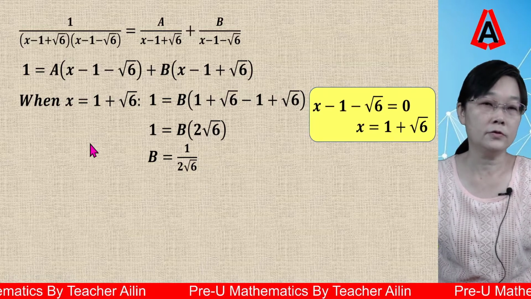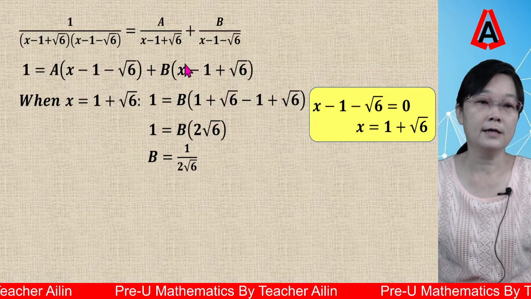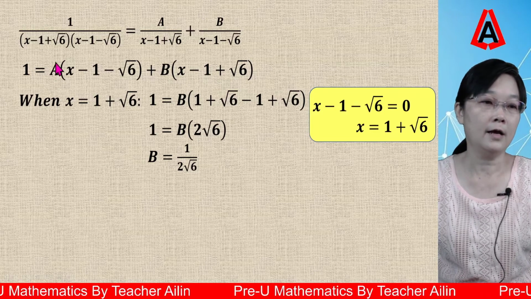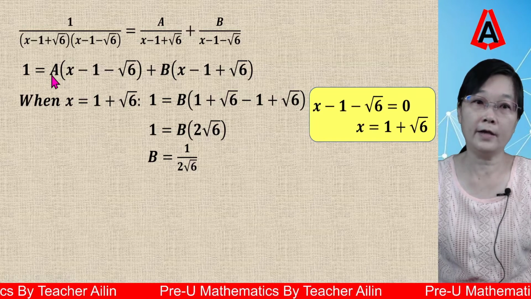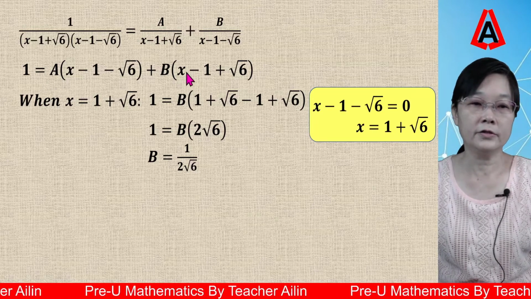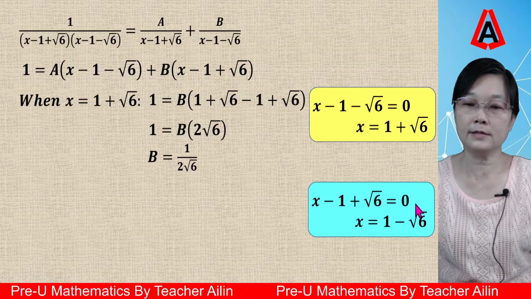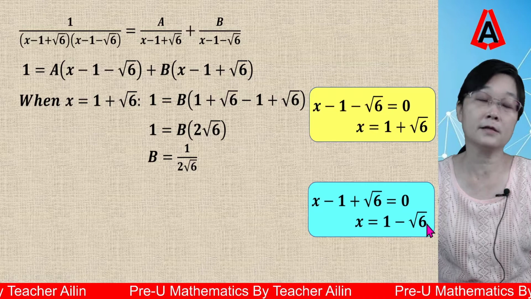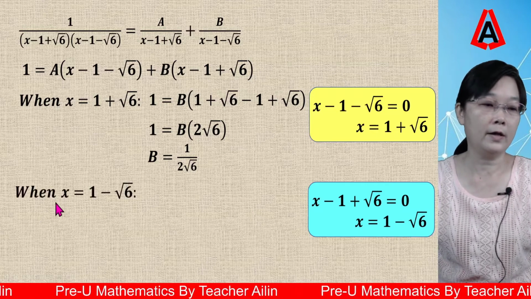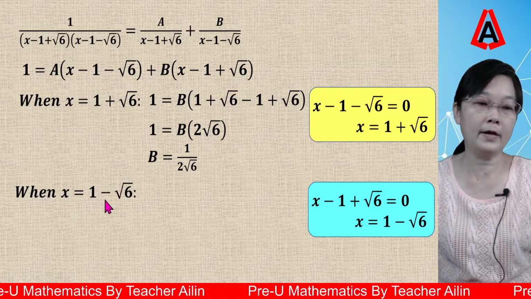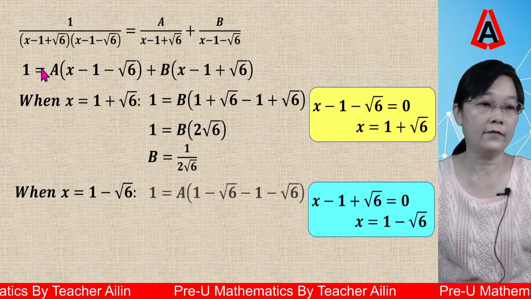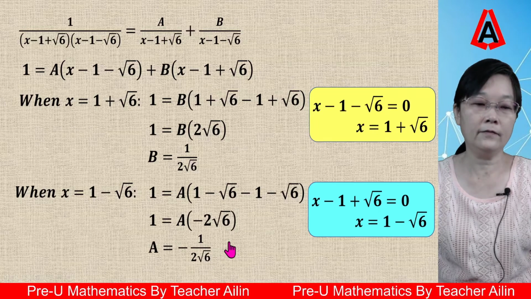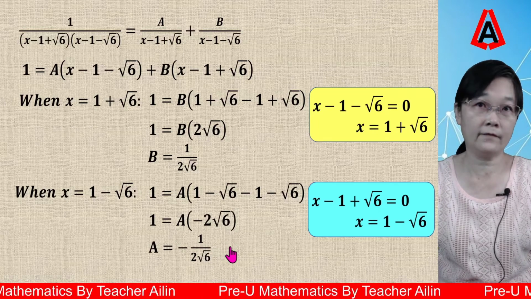Now I'm going to choose another value of x such that this factor is equal to 0, and I'm going to find the value of a. In order to change this factor to 0, the suitable value of x is 1 minus square root of 6. Now when I substitute x with 1 minus square root of 6, I find that the value of a is equal to negative 1 over 2 square root of 6.